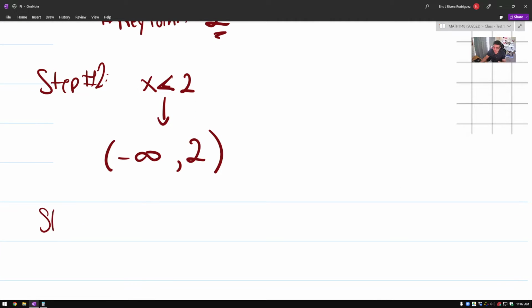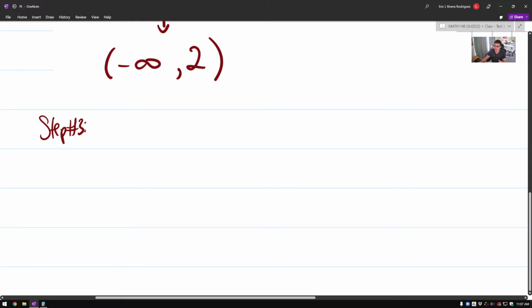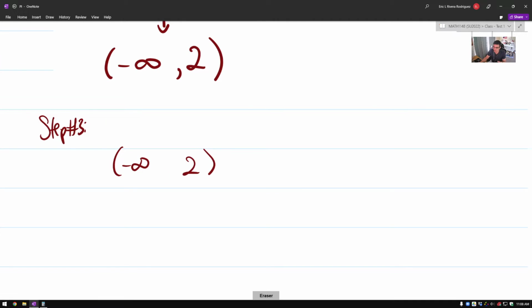Step number 3 is going to be based on the boundaries. So I have the interval for piece number 1. I know that I need 2 points.